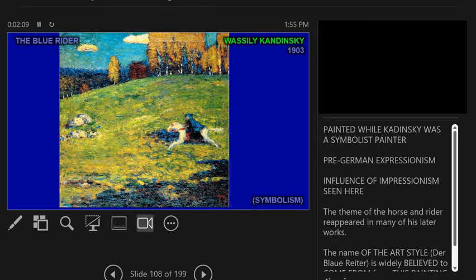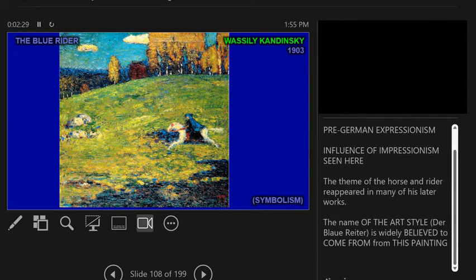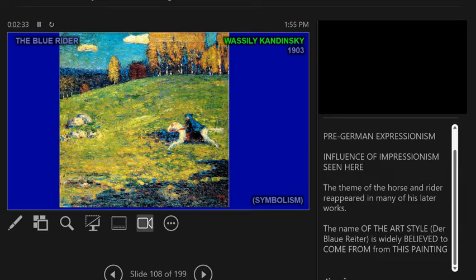So let's go to this painting right here, actually called the Blue Rider. And this was painted while Kandinsky was a symbolist painter. This is before he joined, or he created, the German expressionist group, the Blue Rider. This is pre-German expressionism, and it has a lot of impressionism influence in it.